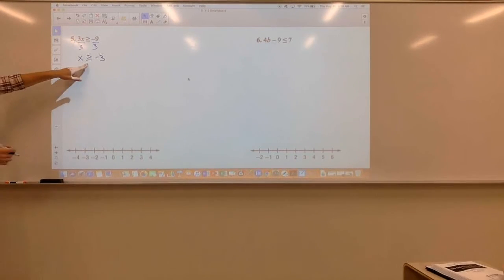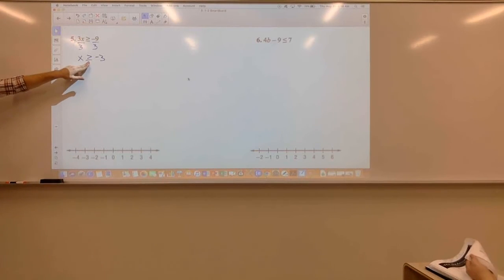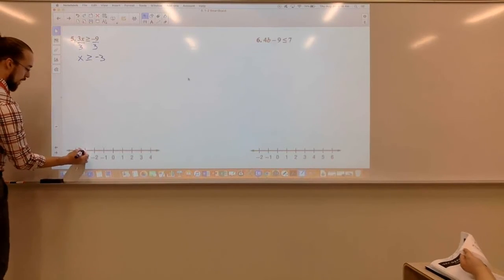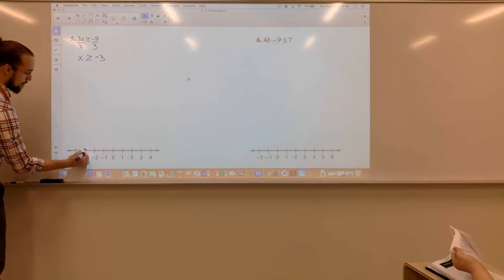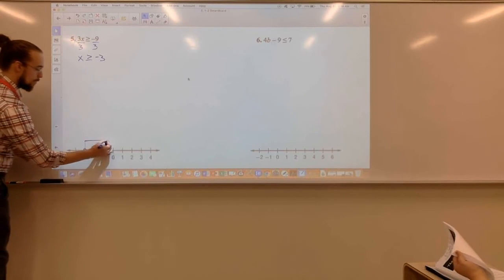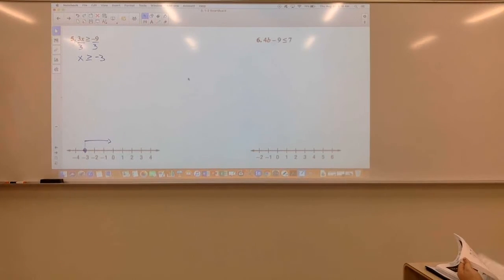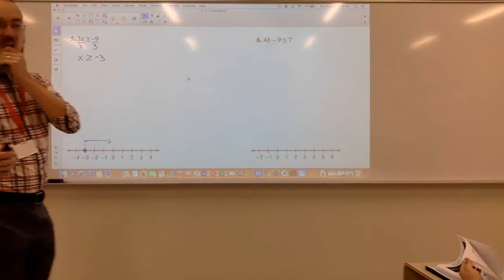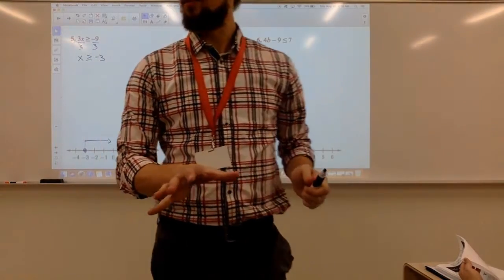Right? So then to graph this, this tells me it's going to be a solid dot at negative 3. And I want everything greater than that. So I'm going to be going to the right. So that's what number 5 should look like. Any others before we get to 10?